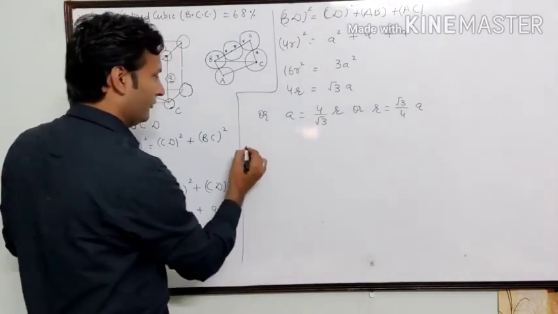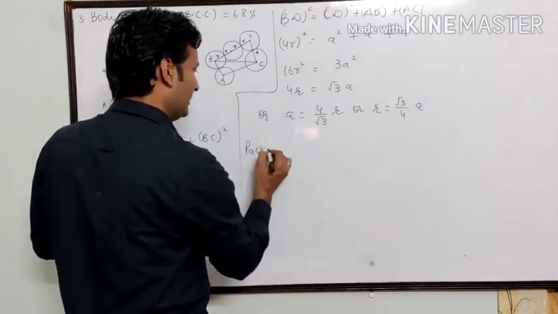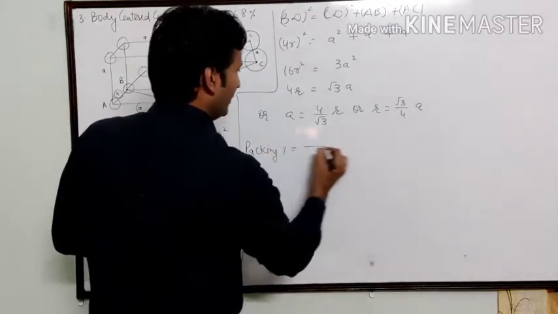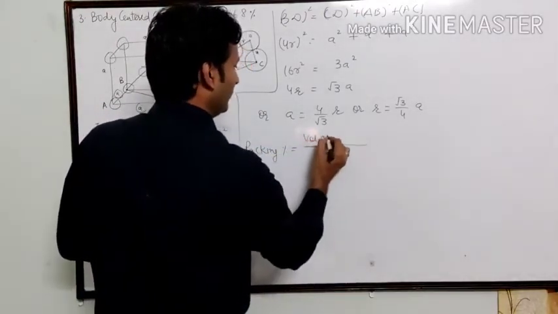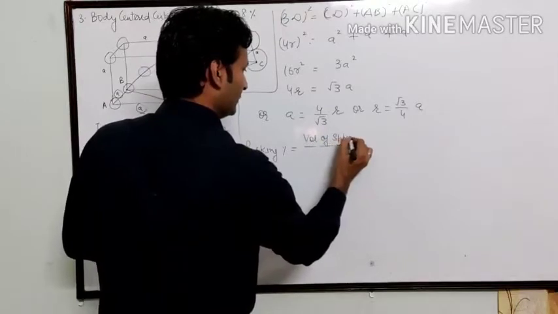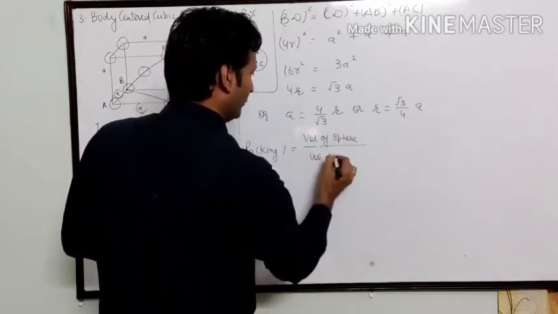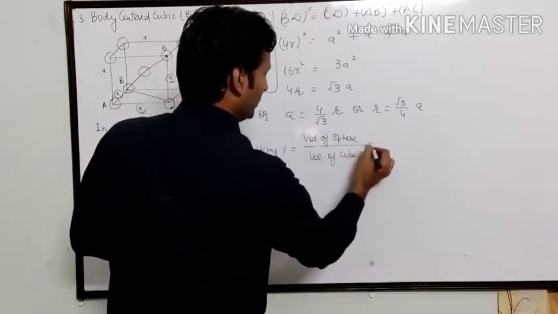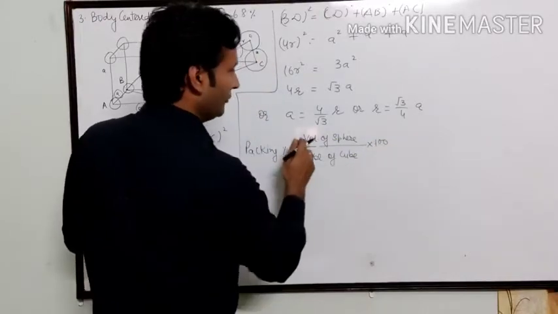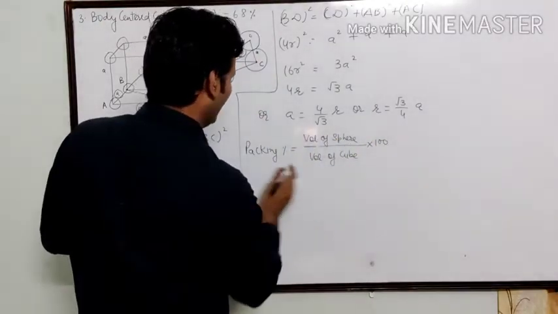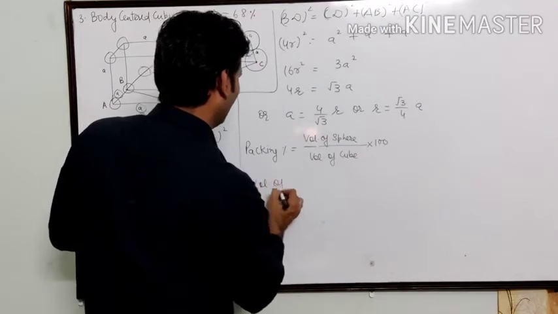Now the last and final topic is packing percentage, volume of whole sphere upon volume of cube into 100. Now what is the volume of sphere? Volume of cube, sorry, first of all, volume of cube.